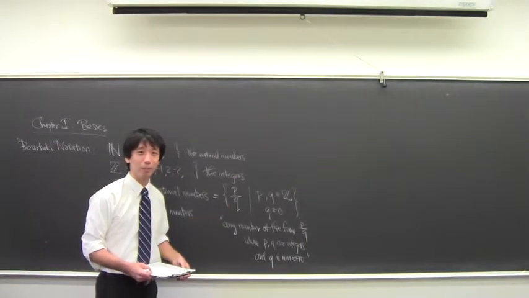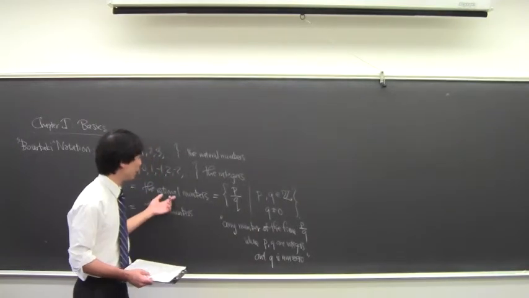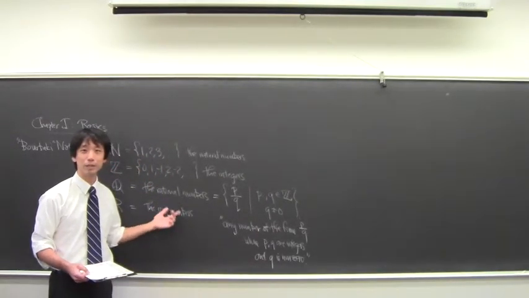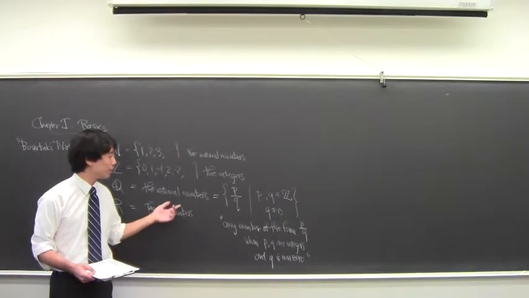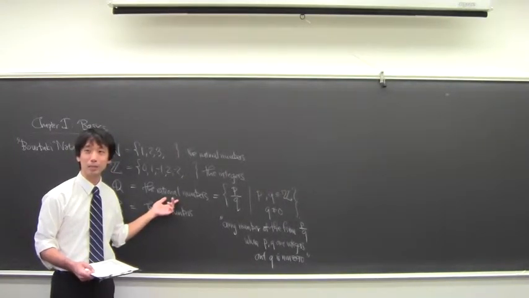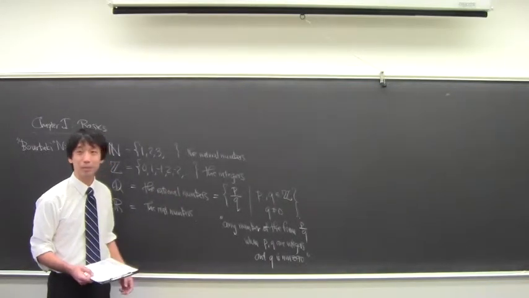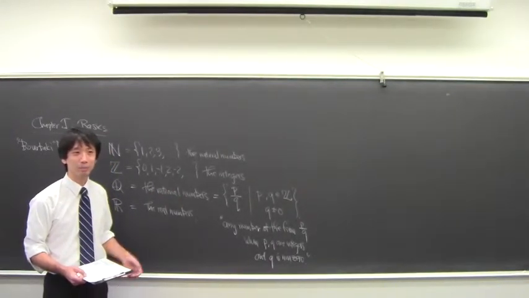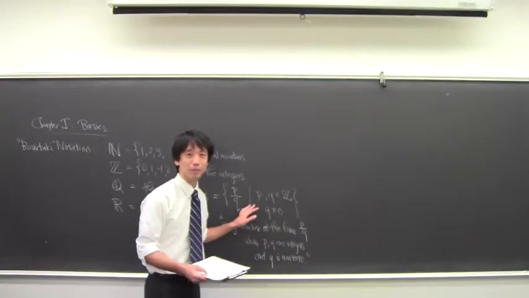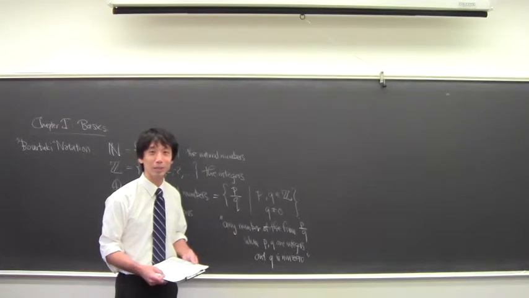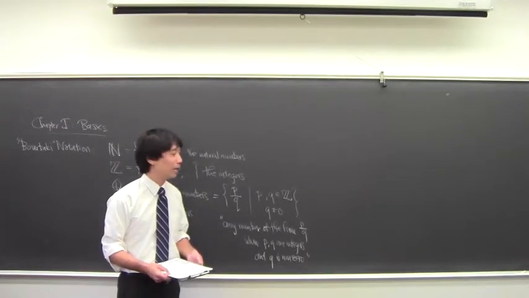We said that pi was a real number that wasn't a rational number. Can anyone give me another example of an irrational number? I've forgotten your name. Julia. Square root of 5. Square root of 5 is not a rational number. Square root of 2 is not a rational number, right? There are many numbers that are irrational numbers.